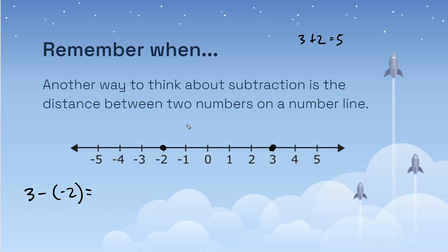But subtracting is the distance between two numbers. So, for example, 3 is over here, negative 2 is over here. What's the distance between these two numbers? 1, 2, 3, 4, 5. Right? Let's do it again. What about 3 minus 2? 3 is right here, 2 is right here. The distance between them is 1. Dang. So crazy.